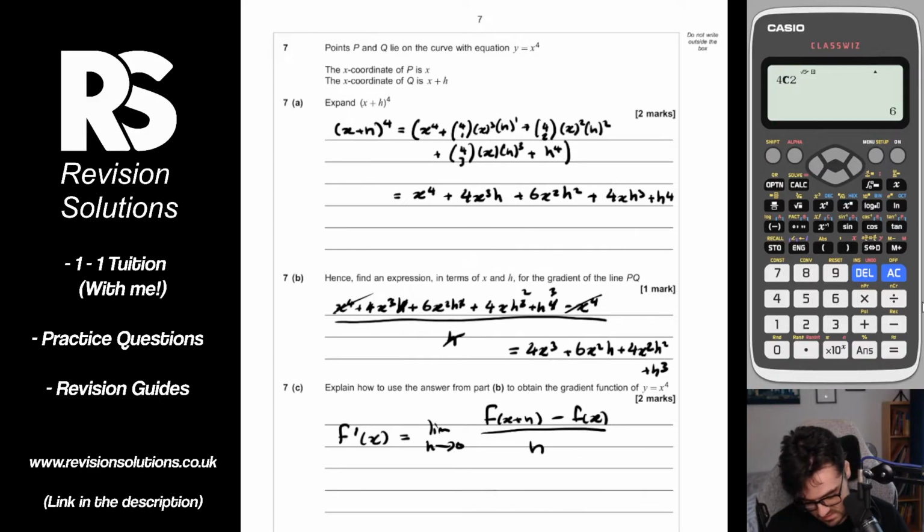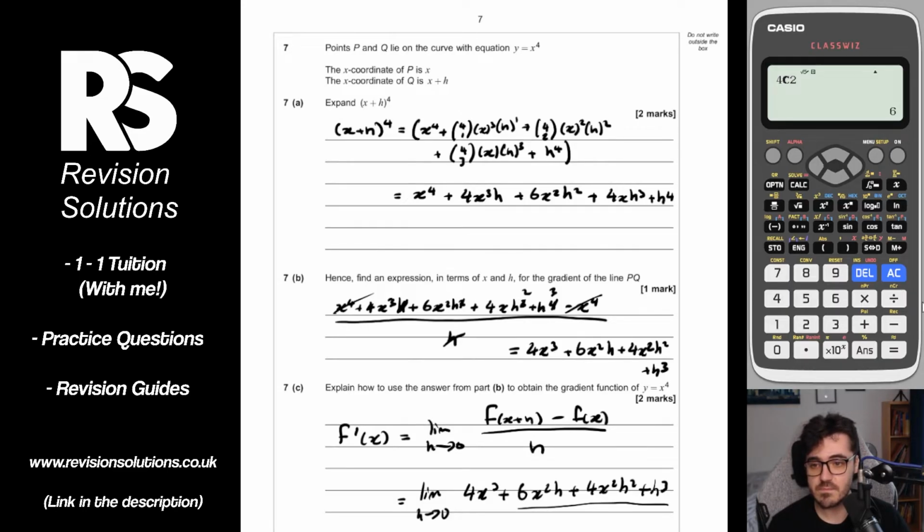So we really just need to take the limit as h tends to 0 of our expression from before. So 4x cubed plus 6x squared h plus 4x h squared plus h cubed. And we can see if we took the limit of that as h tends to 0, all these final terms right here with an h in would go to nothing, and we'd just be left with the 4x cubed. So that would be 4x cubed.